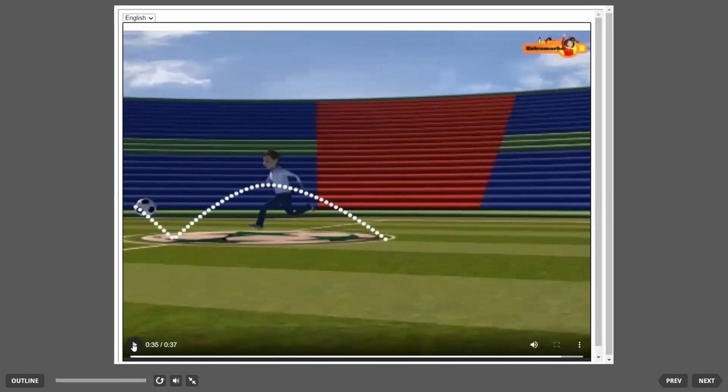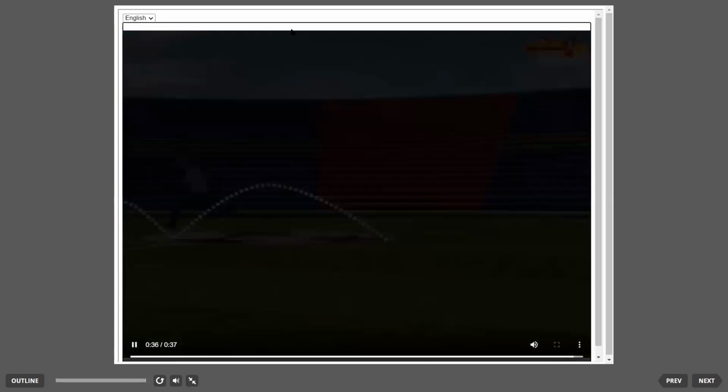Here you can see how the ball is moving. When you are throwing the ball, what happens? How is it making a curve? This is a curvilinear motion. I think now you are all clear with rectilinear motion and curvilinear motion. They both come in the category of translatory motion.